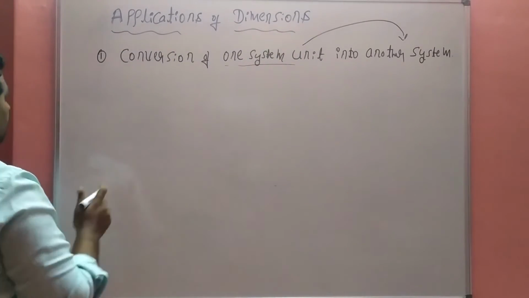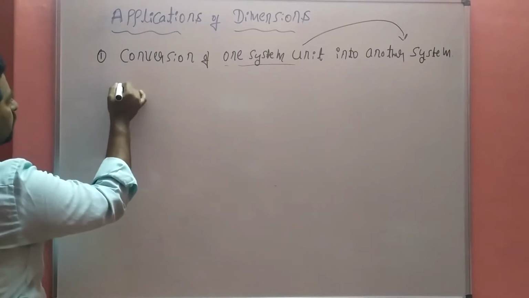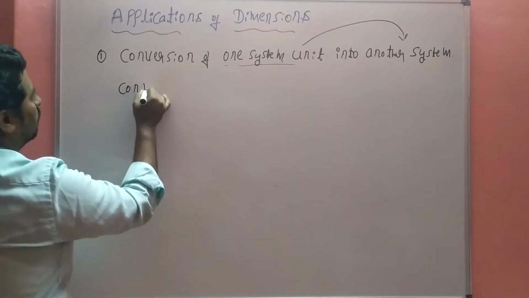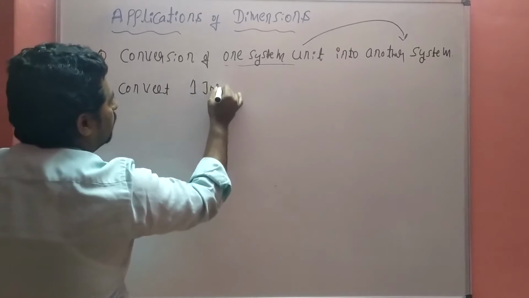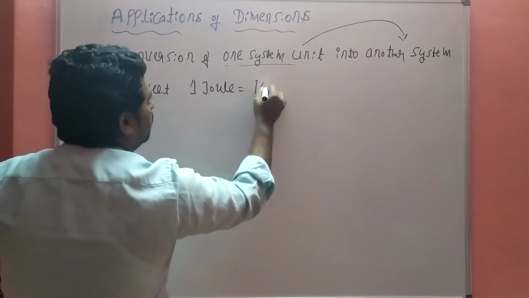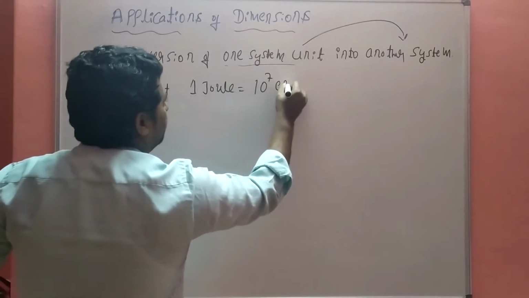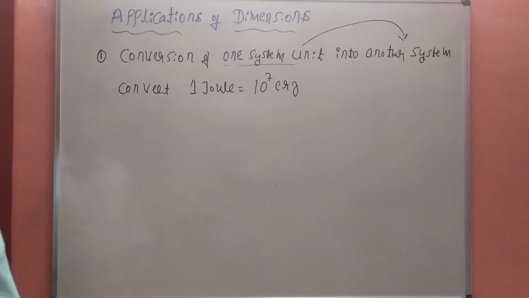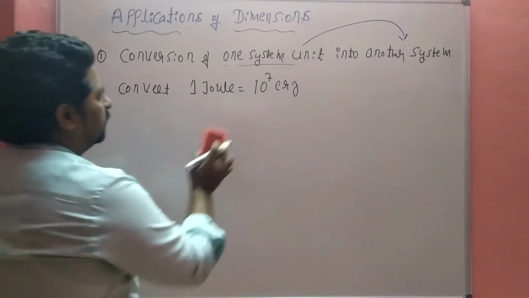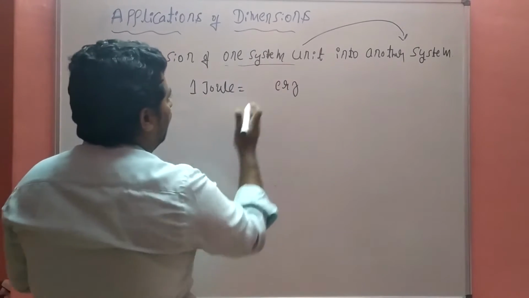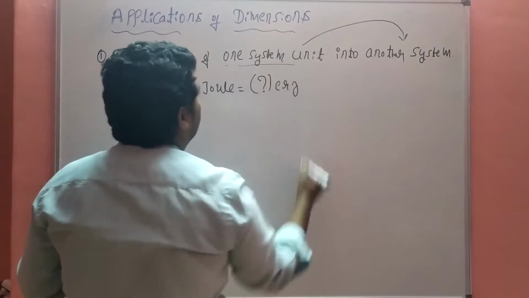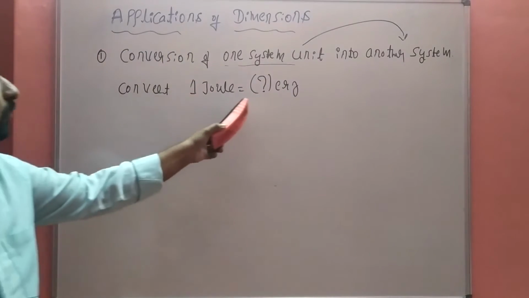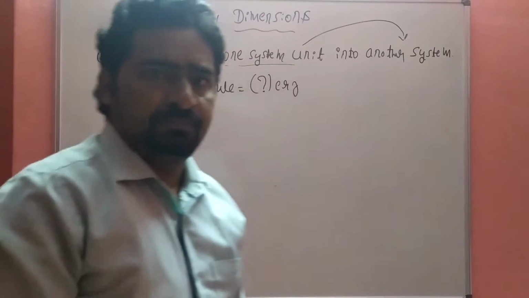1 joule is equal to 10 to the power of 7 erg. We don't know that yet, so we have to find out how much. So 1 joule is equal to how much erg?